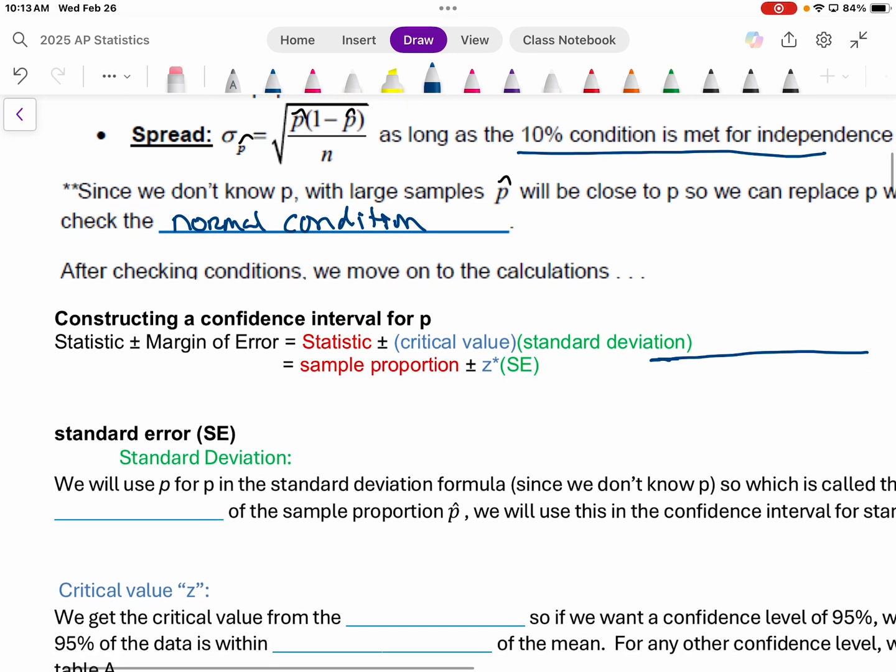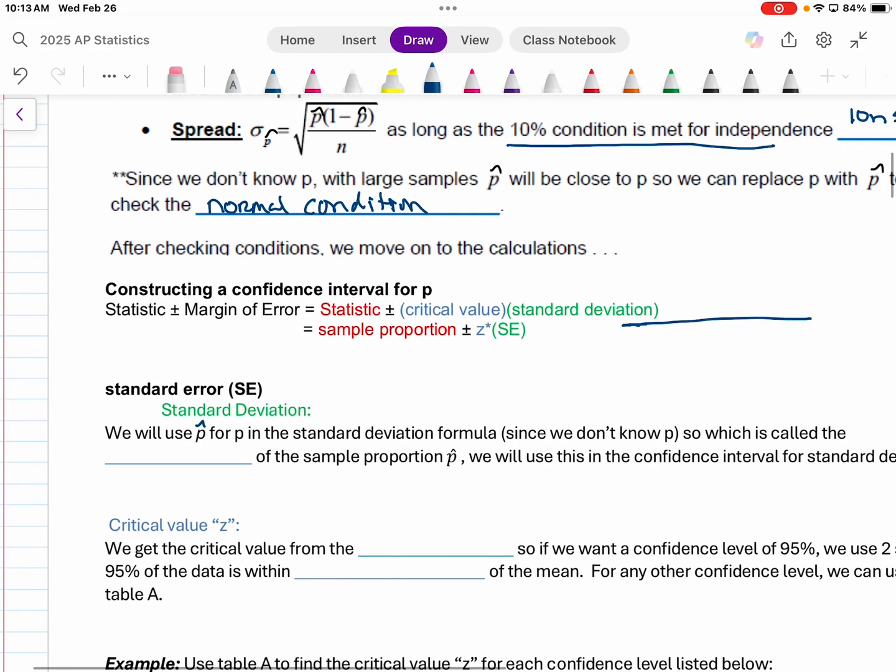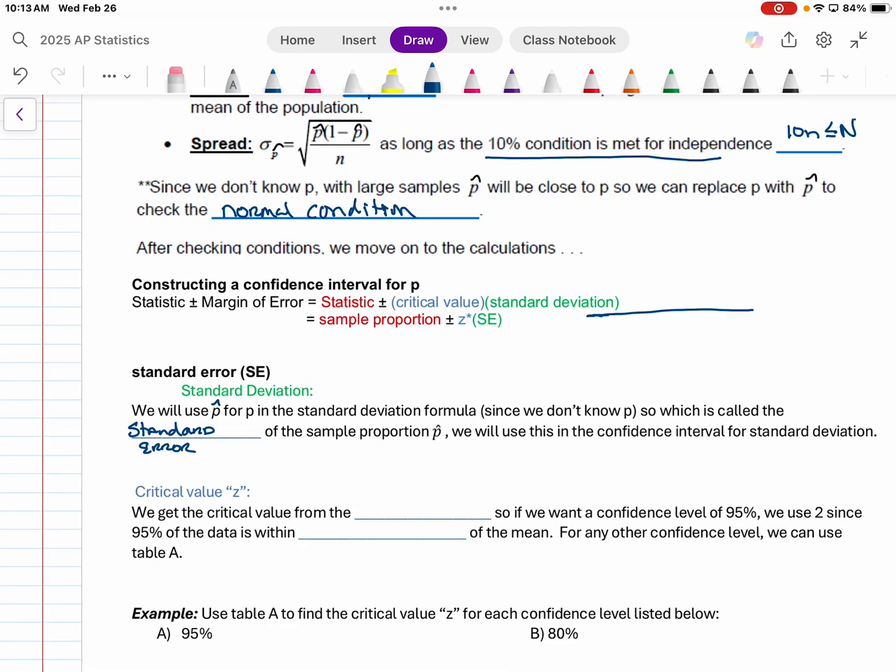What is the standard error? This should be a hat here. We use p hat for p in the standard deviation formula since we don't know p, which is called the standard error. The standard error is what's after the z star. And again, we use this in the confidence interval for the standard deviation.